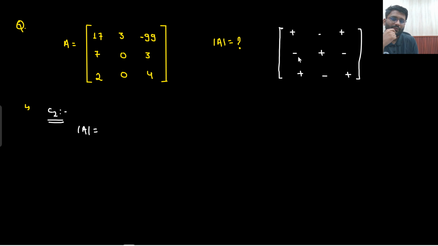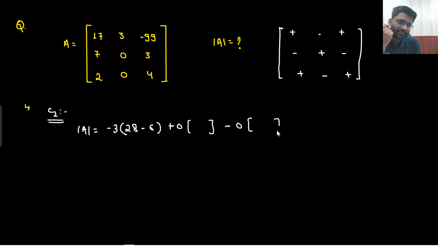Okay, so first one is minus, so minus 3, then block this one. 7 into 4 is 28, 3 into 2 is 6, 28 minus 6, then plus 0, whatever comes I don't care about it, then minus 0, whatever comes I don't care about it. That's it. This is the answer. So what is the answer you are getting? Minus 66. This is the answer.